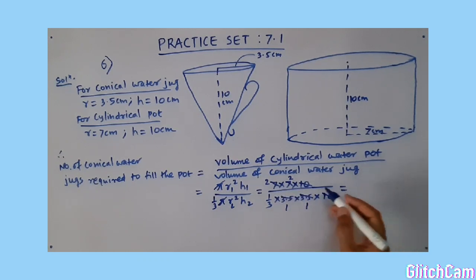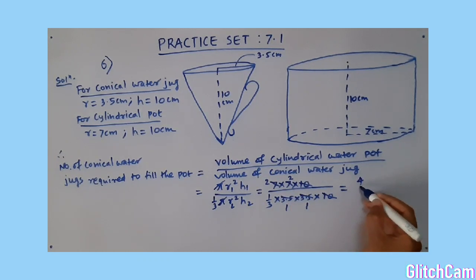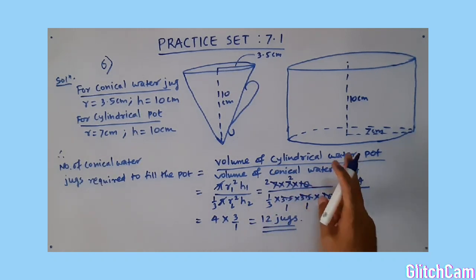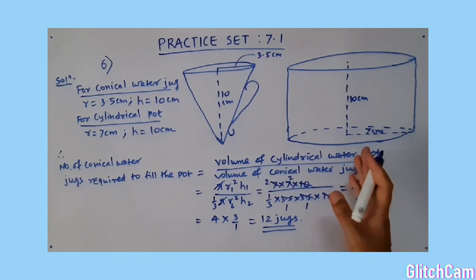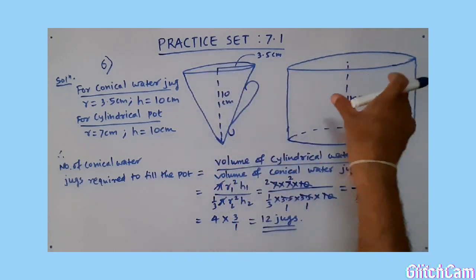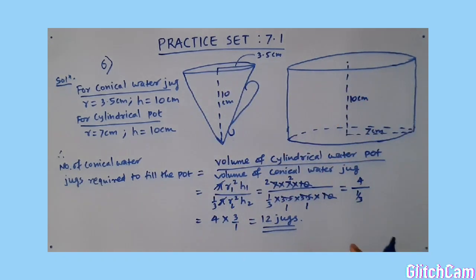So in the numerator what we have is 2 into 2, that is 4, and what is there in the denominator? It is 1 upon 3. Nothing else is left. So 1/3 is taken to the numerator. So it is 4 into 3 by 1. Reciprocal of 1 by 3 is 3 by 1. That is 12. So how many jugs? 12 jugs are needed to completely fill the cylindrical water pot.